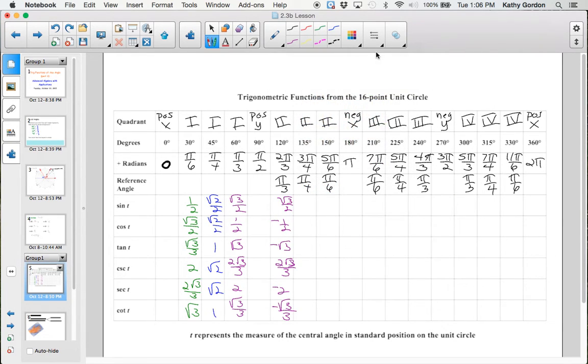Oops. There we go. Okay, so that would be a square root of 2 over 2. Another square root of 2 over 2. A 1. A root 2. A root 2. And a 1. Which quadrant are we in? 2. So which ones get to stay positive? Sine and cosecant. And so everything else becomes negative. There's our trig functions for 3 pi over 4. Make sense?